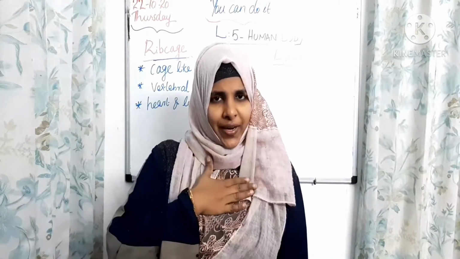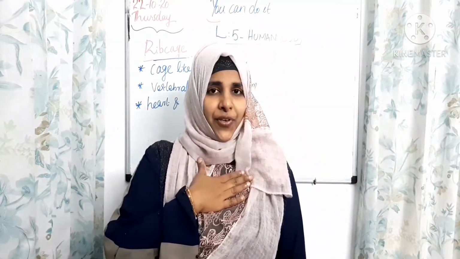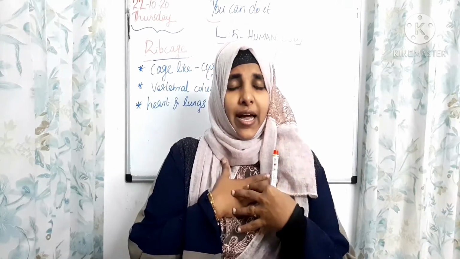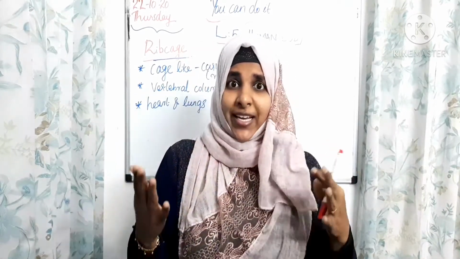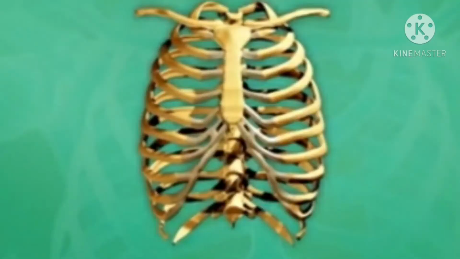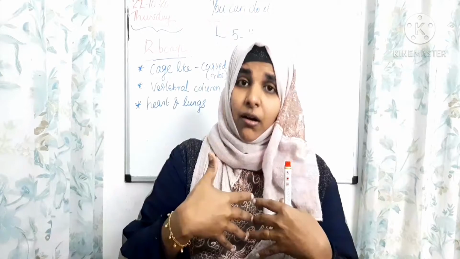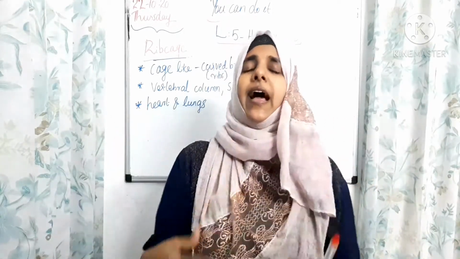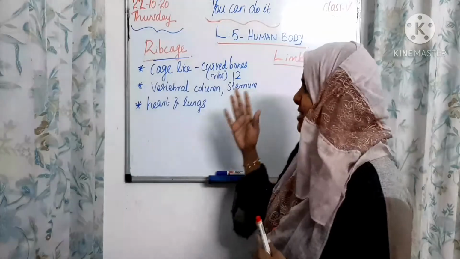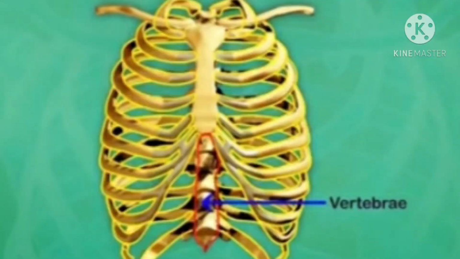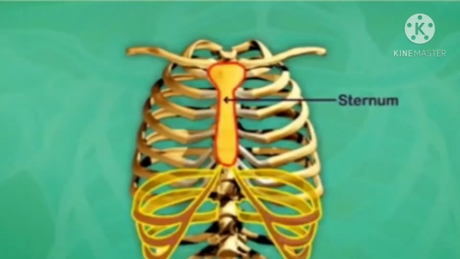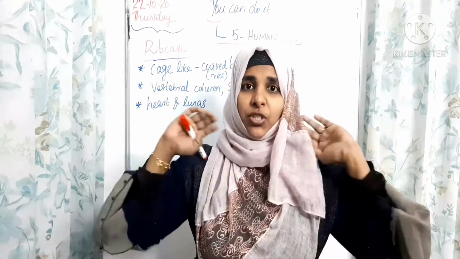Dear children, just put your hand on your chest and breathe. What do you observe? In a small baby also, you can see some cage-like bones from their chest, right? That's the rib cage. It is a type of curved bones, and it is a cage-like structure. Ribs are attached to the vertebral column in back and the sternum or breastbone in front.